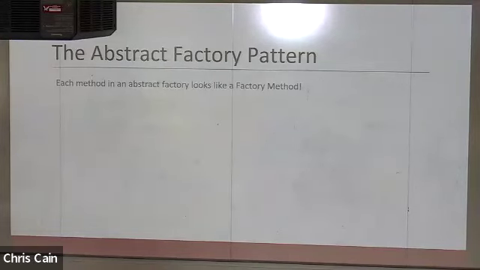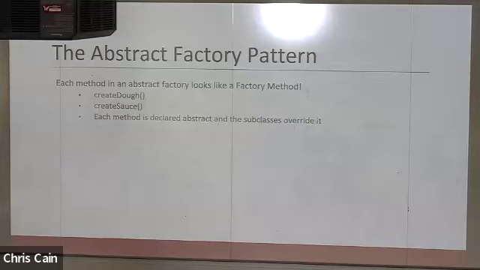Within the abstract factory, every method looks like a factory. Create dough is a dough factory. Create sauce is a sauce factory. The method in the interface or abstract class for that is abstract, and the subclasses all override how do I create the dough? How do I create the sauce? And you'll see this in general, that the methods of an abstract factory class are in fact factories.